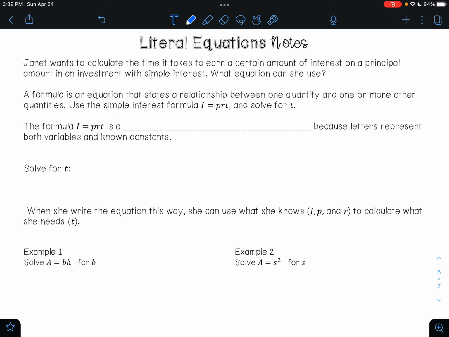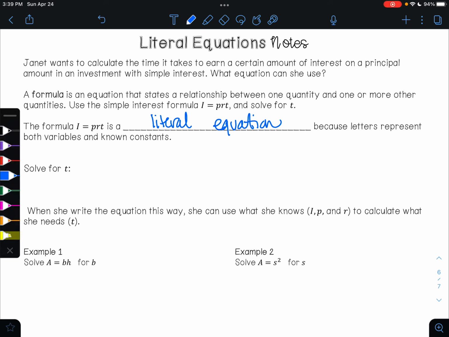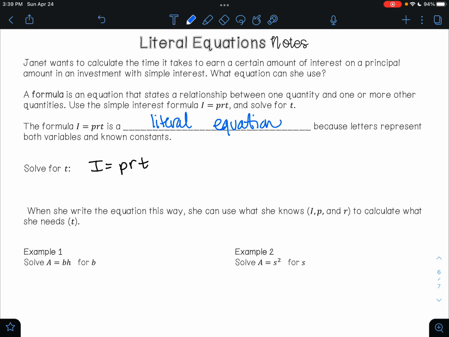The formula I equals PRT is a literal equation because its letters represent both variables and known constants. And so our equation is I equals P times R times T, and we want to solve for T.